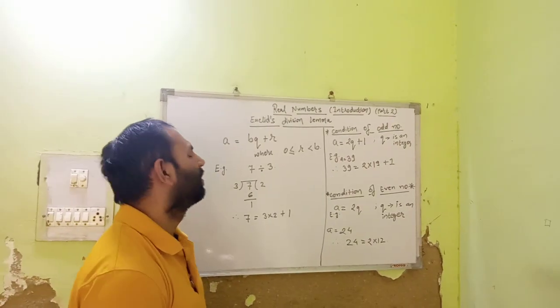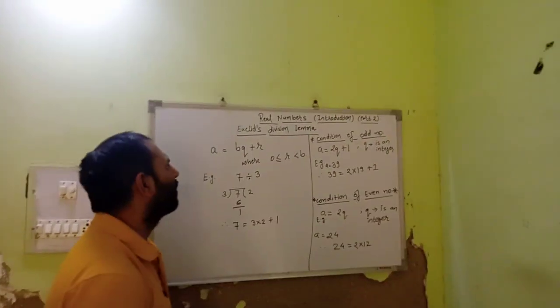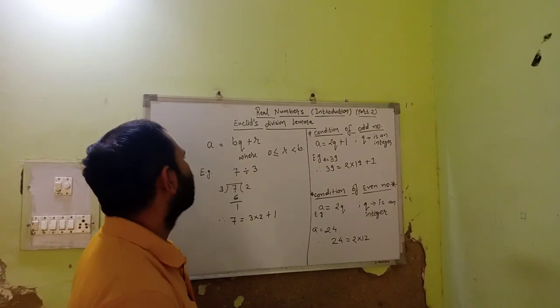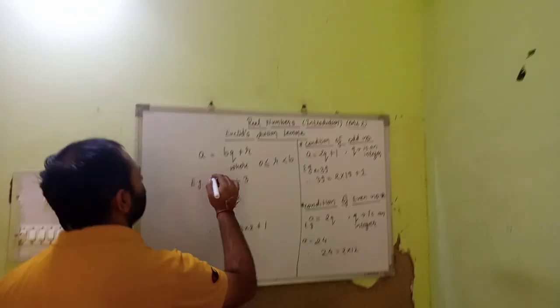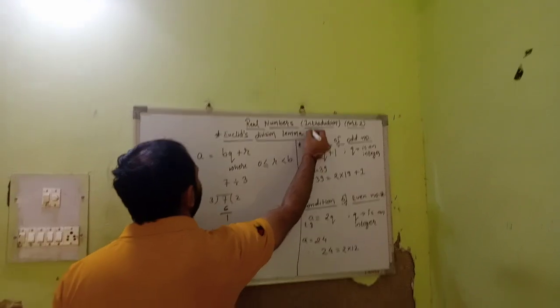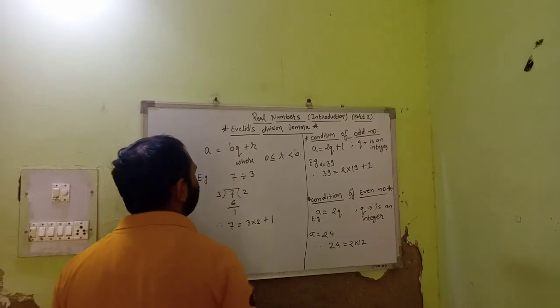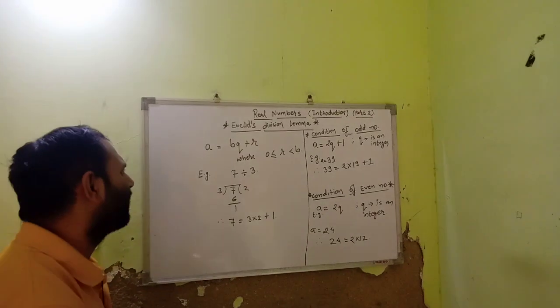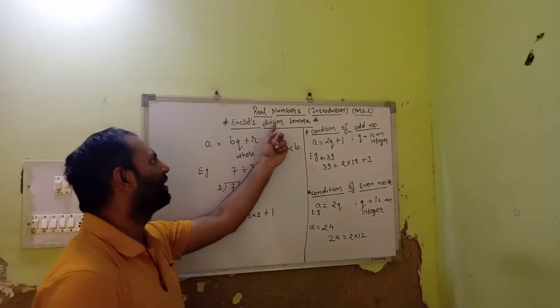Hello friends, this is the second part of the introduction. This is Euclid's division lemma. This is the basics of this chapter. Everything is based on this one condition, Euclid's division lemma.